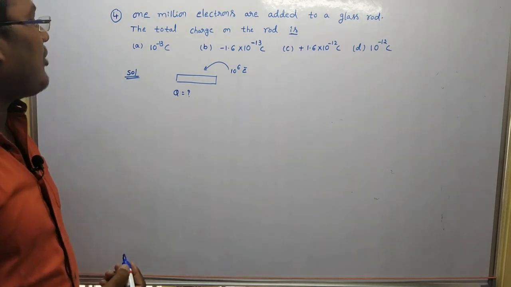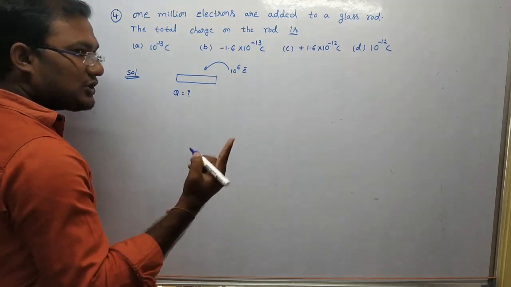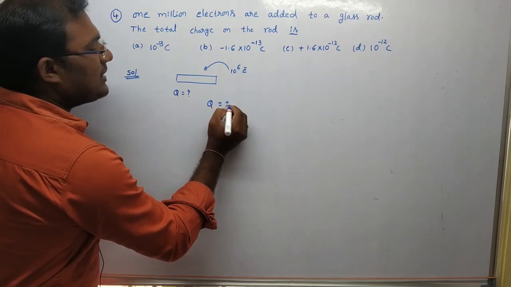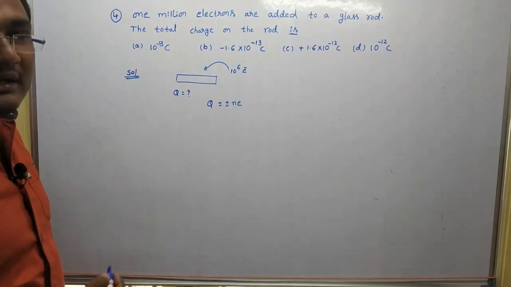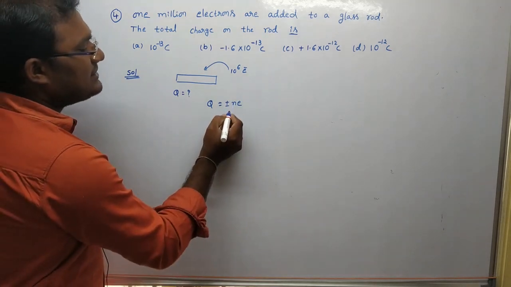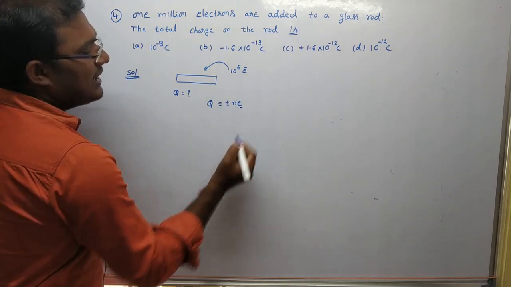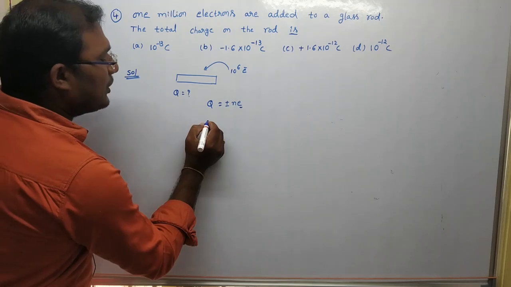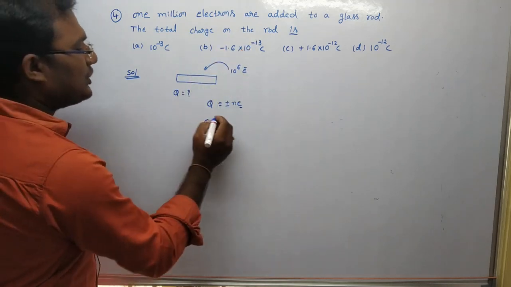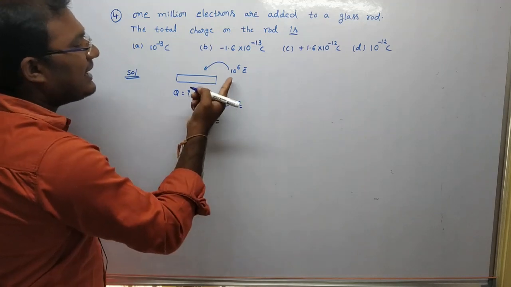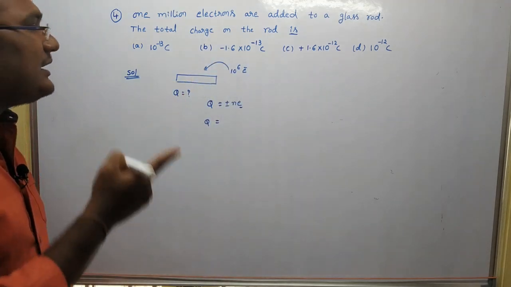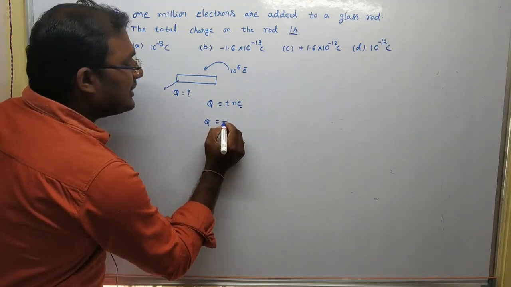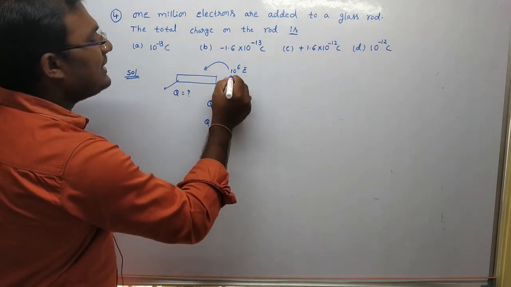According to quantization of charge, the total charge on any body should be equal to plus or minus NE. This is called quantization of charge, where N is a whole number and E is the charge of an electron, and Q is the total charge on the body. Therefore, the total charge on the rod Q equals, here the electrons are added. When electrons are added to a body, the body becomes negatively charged. That means we take a minus.